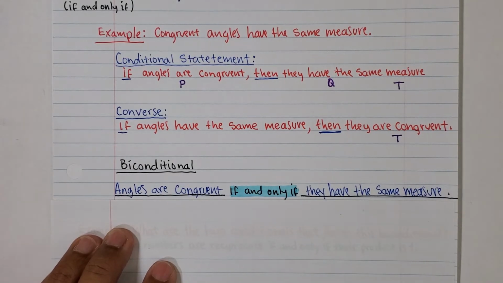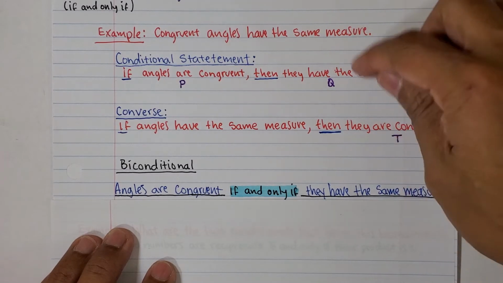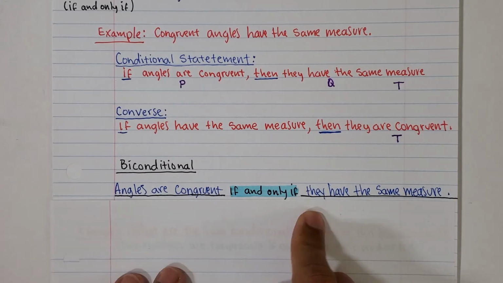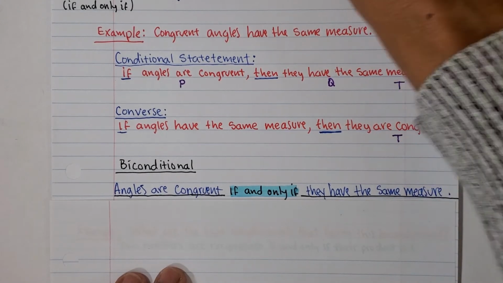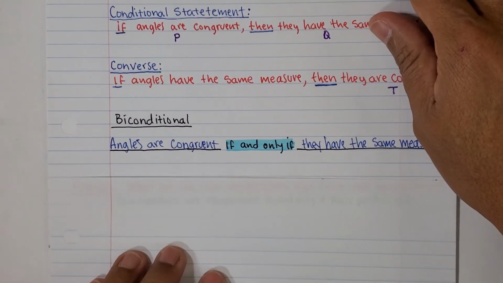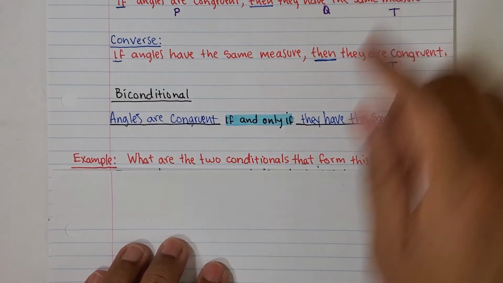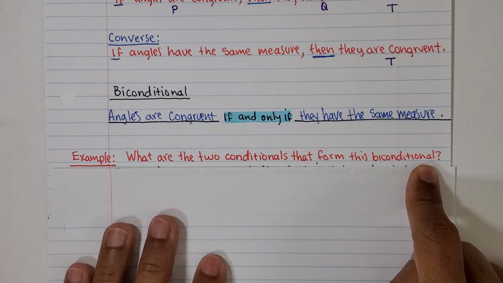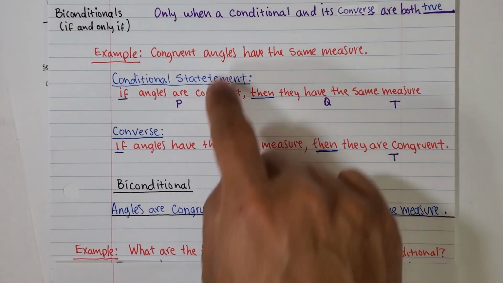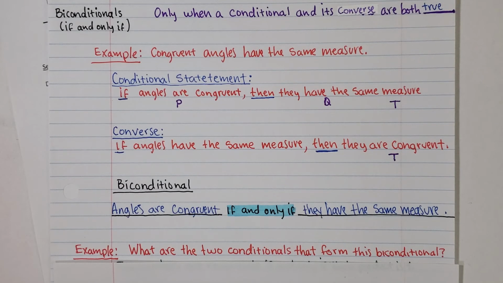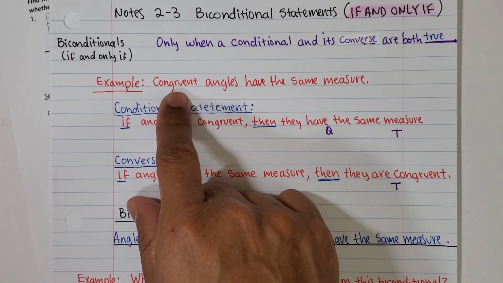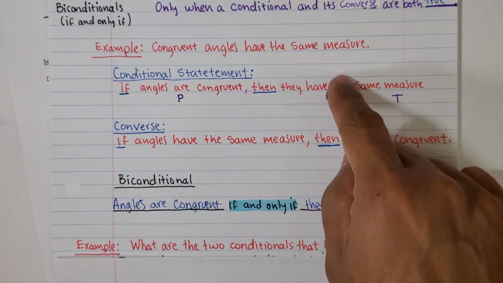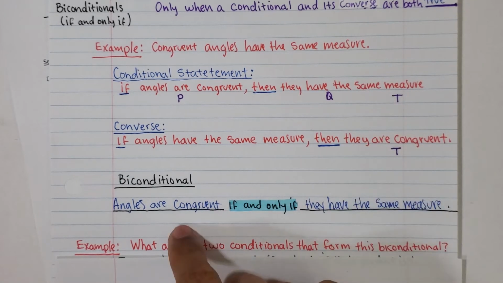So I hope you can see the difference here. I turned this conditional statement and this converse into a biconditional, and I just introduced if and only if in the statement. Okay, so let's continue with the lesson. So what are the two conditionals that form this biconditional? I'm going to take you back to this one here. These are two conditional statements. Notice how we were given just a statement. We turned that statement into a conditional statement, and then we wrote its converse, and then we did the biconditional, but they both had to be true so that we could do the biconditional.